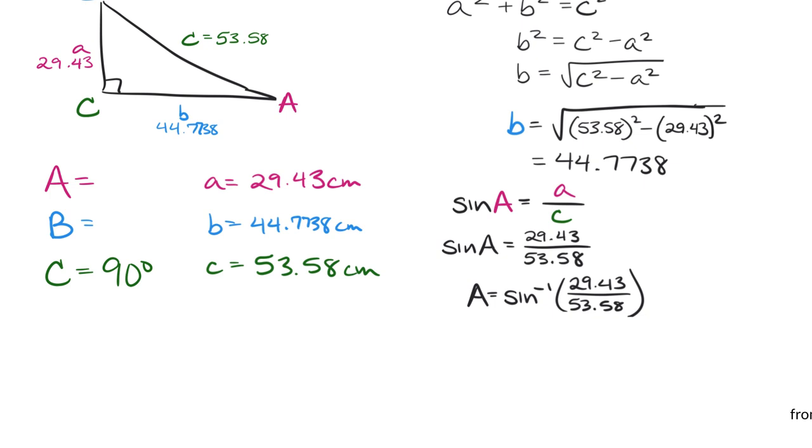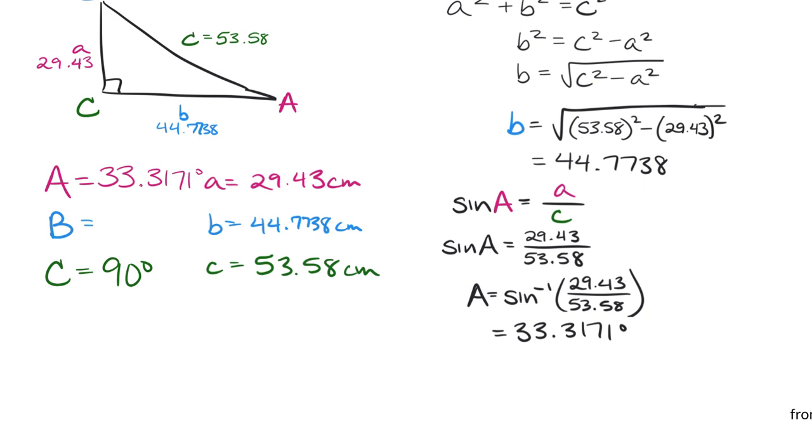33.3171. Yeah, so we get angle A is 33.3171 degrees. So boom, we have A. We can find B the easy way or the hard way. Easy way, please.